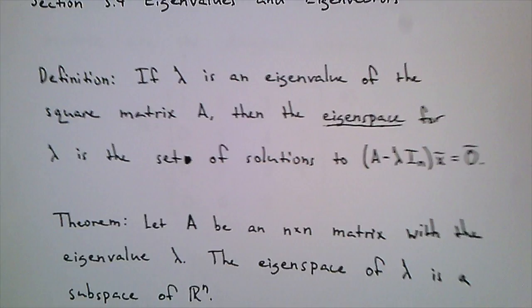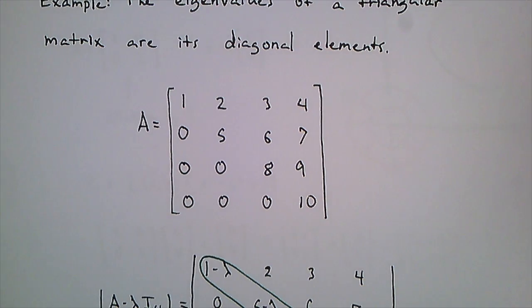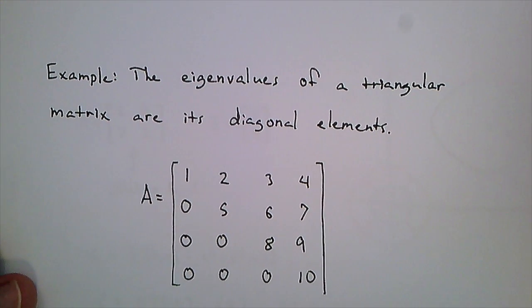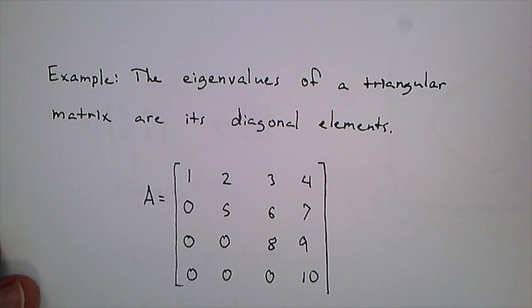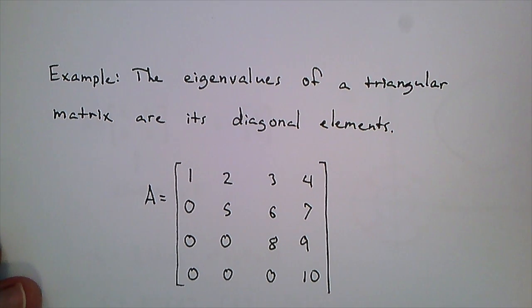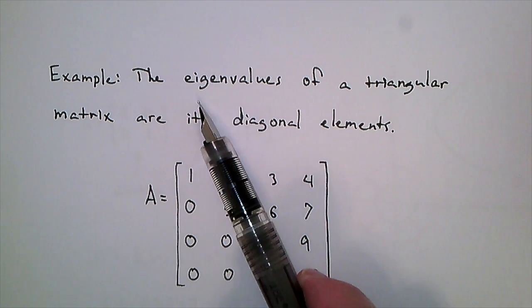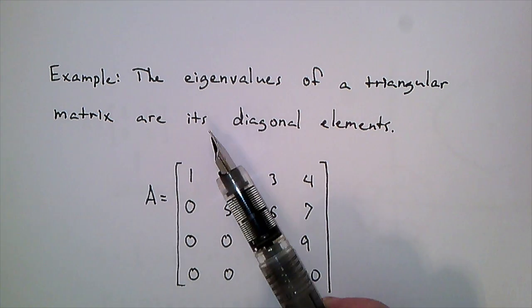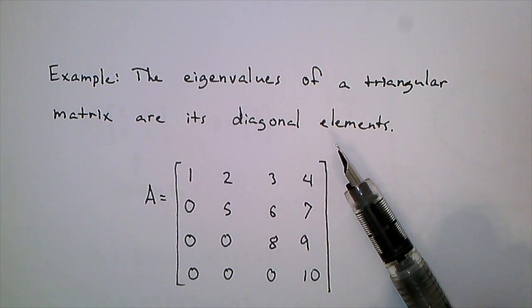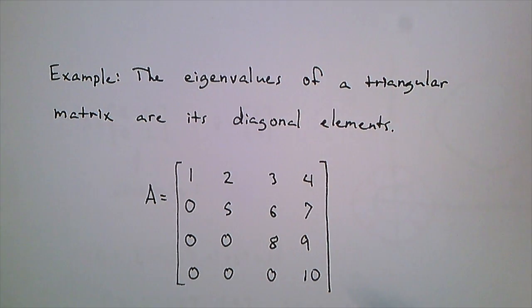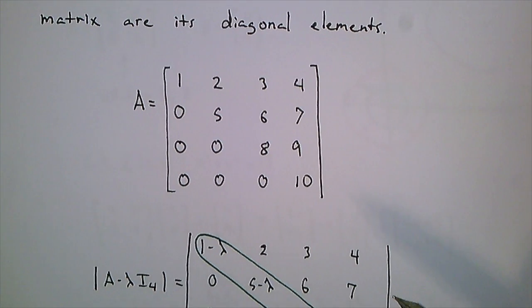So you might have noticed that finding eigenvectors and eigenvalues can be a pretty long process. But if you're lucky enough to start with a triangular matrix, then it's actually quite easy to find the eigenvalues. And here's what they are. The eigenvalues of a triangular matrix are just its diagonal elements, so just the numbers on the diagonal. And the reason is down here.